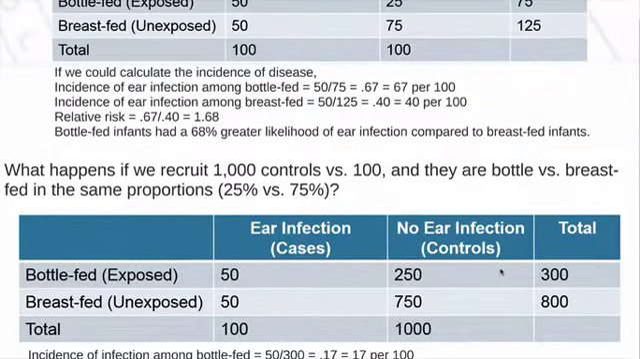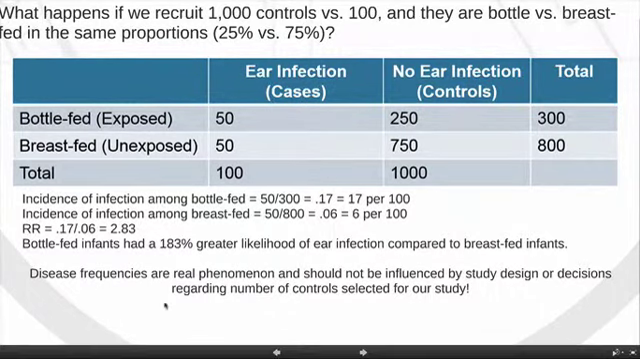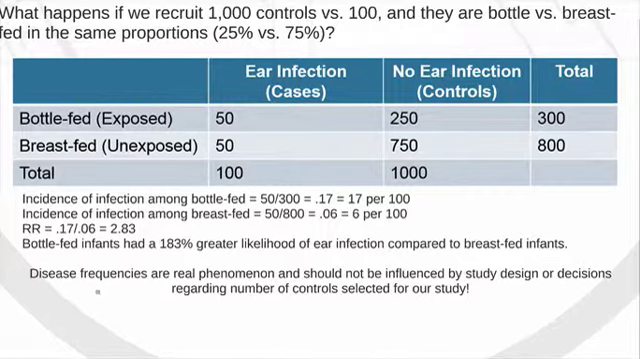Same proportions, just a decision by the investigator, and we end up with a 68% greater likelihood versus 183% greater likelihood, completely different. So the bottom line of the story is that disease frequencies, the incidence of disease, are a real phenomenon. Like in the real world, children are actually getting diseases at specific incidence rates, and they should not be influenced by our study design or decisions.